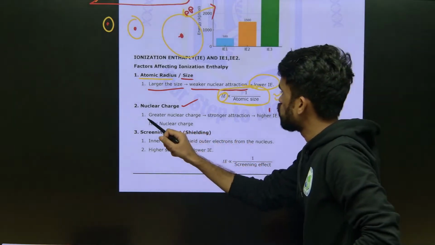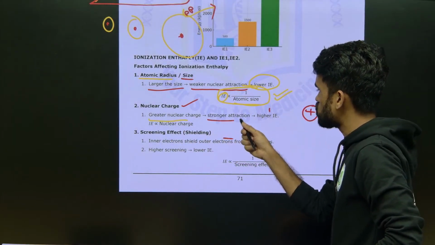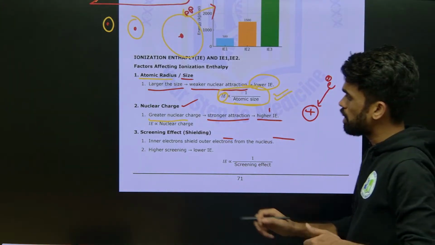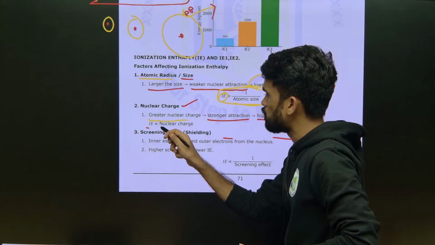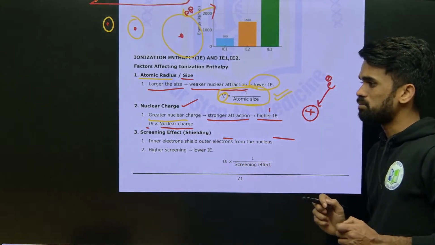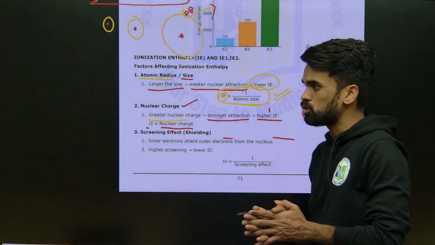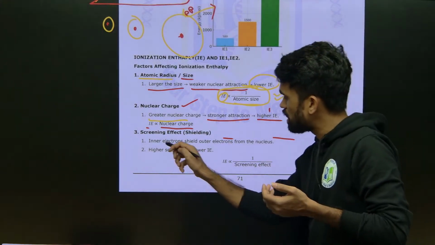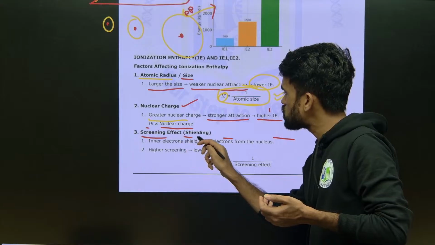So the greater the nuclear charge, the stronger the attraction, so the higher the ionization energy. So simply you can remember, ionization energy is directly proportional to nuclear charge. What I am saying, ionization energy is directly proportional to nuclear charge. Okay, and the third factor here is the screening effect or shielding effect.